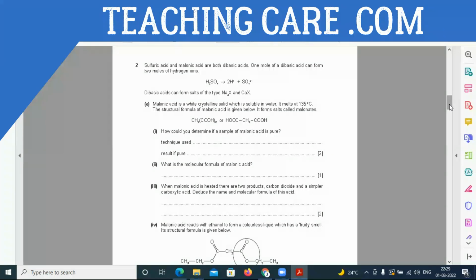What do they mean by the acid is pure? They mean like a strong acid. Which one? In question 2A, part 1. By acid is pure, do they mean like a strong acid? Yes, without any impurities or water or something like that. I'm not sure how to check if it's pure, other than how strong the acid is. How could you determine if a sample of malonic acid is pure? Okay, then leave it. That's not as such in your syllabus, I guess.